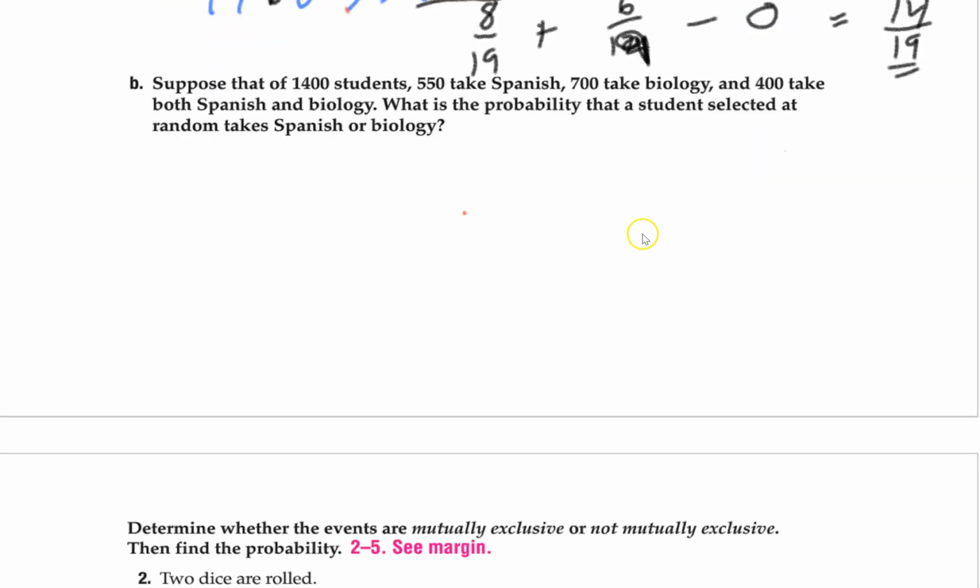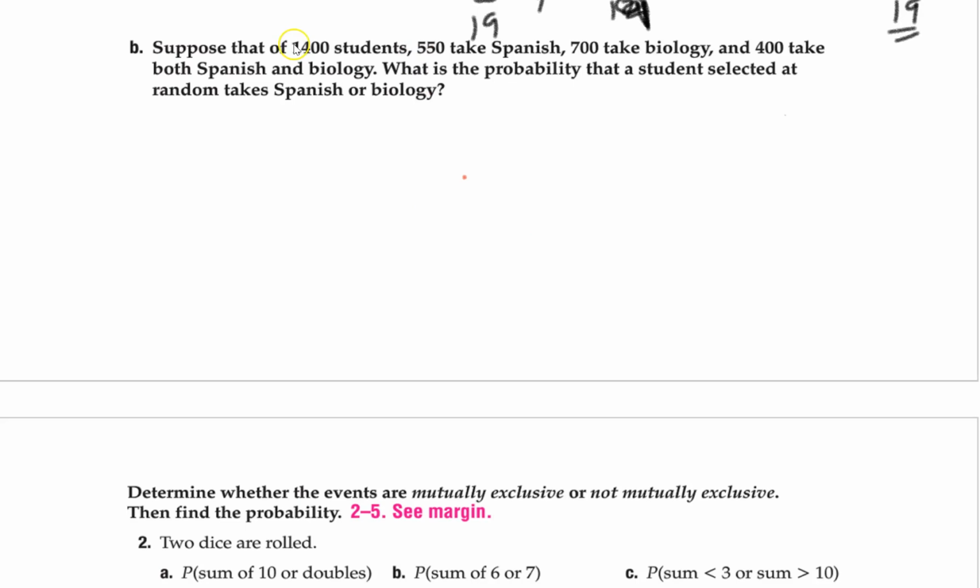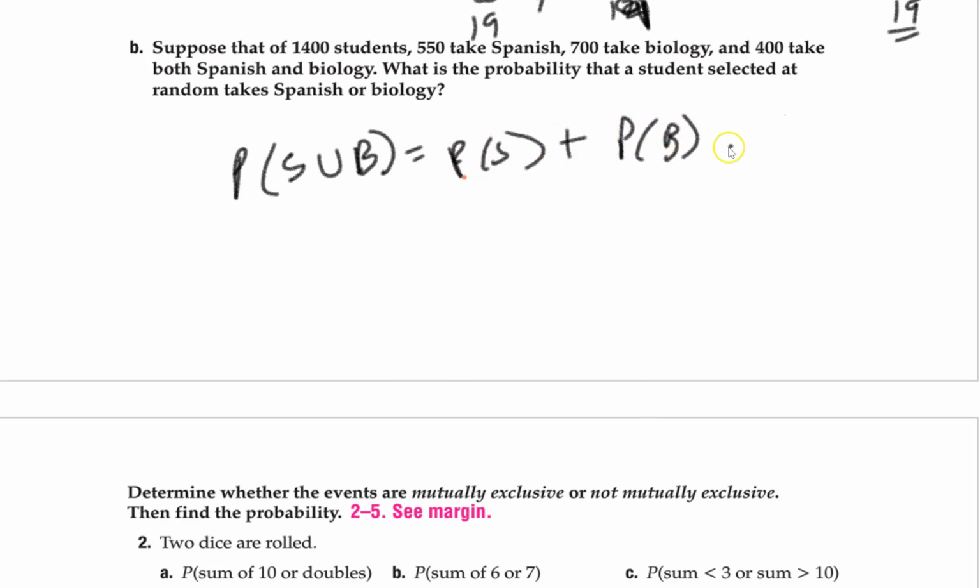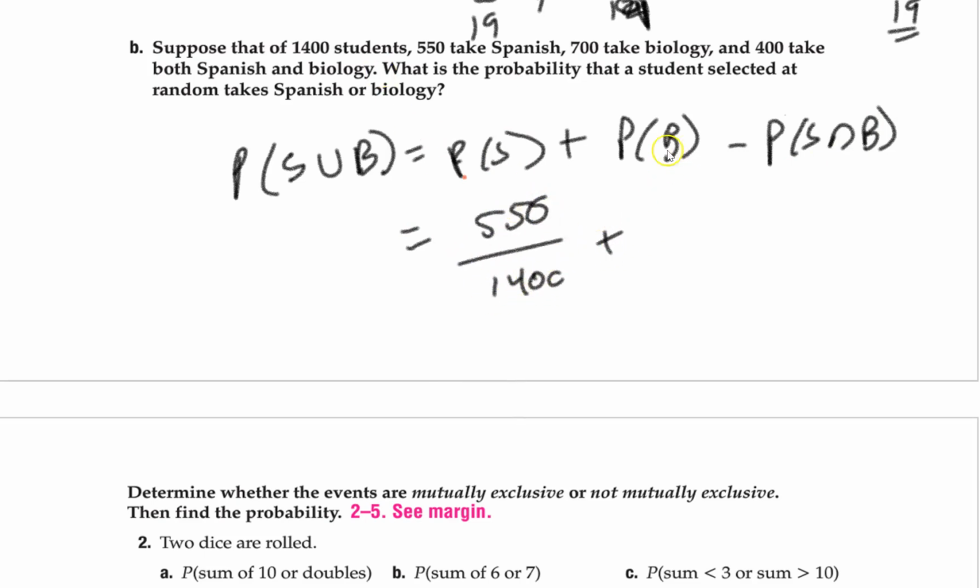Next one. Suppose that there are 1,400 students, 550 take Spanish, 700 take bio, and 400 take both. What's the probability that a student selected at random takes Spanish or biology? So I'm going to use my same formula I love. Spanish or, that's an or symbol, biology equals probability of Spanish plus probability of bio minus probability of Spanish and bio. Now in this case, probability of Spanish is 550 over the total 1,400. Probability of bio is 700 over 1400.